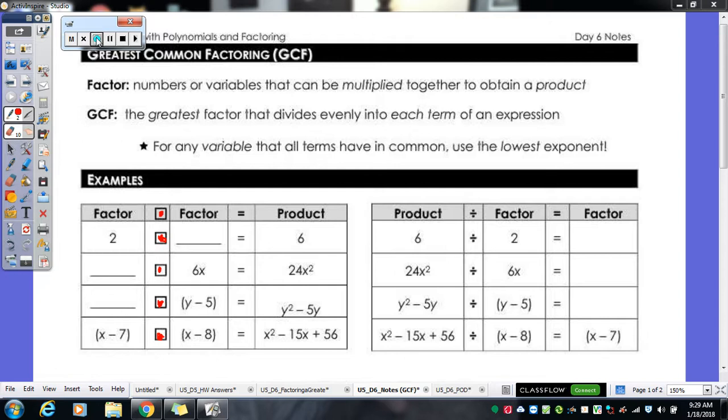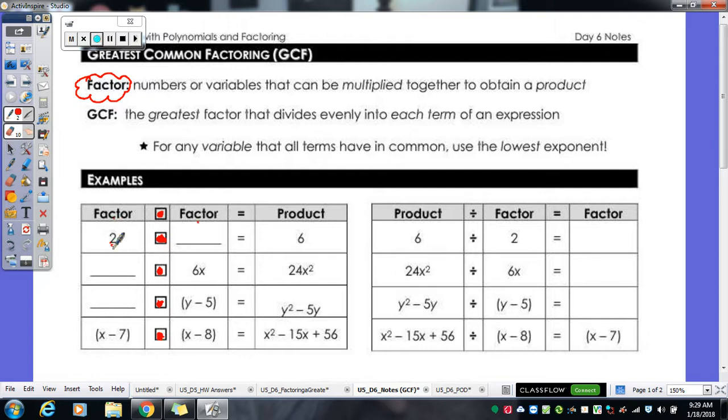Those two things that we start with are what we call factors. Factors are numbers or variables that can be multiplied together that give you a product. If we look at my box right down here, this little empty box, those are supposed to be little multiplication dots. I don't know why they turned them into boxes, but those are little multiplication dots.